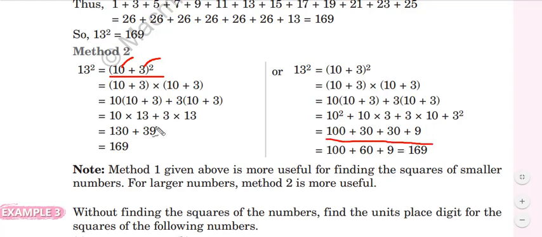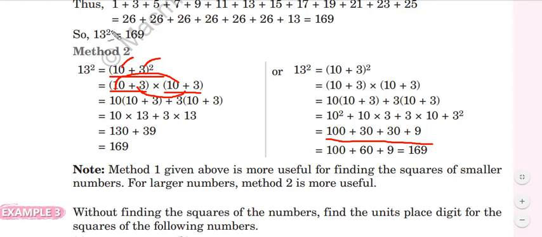What they have done here is that they have expanded the bracket. They have written it 2 times, because the square of any number can be written as 2 times. Then multiplying the first bracket, the number 10 with the second bracket, and the number 3 again with the second bracket. On solving, you get the result 169.